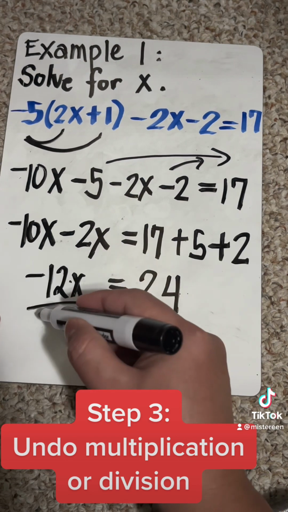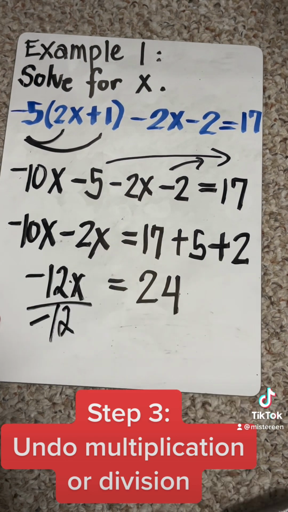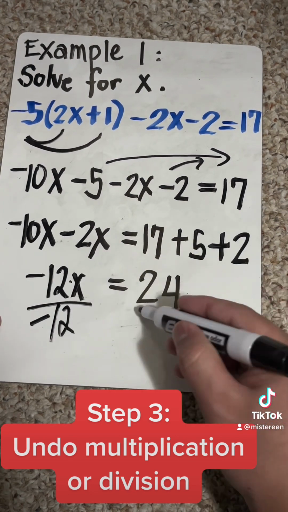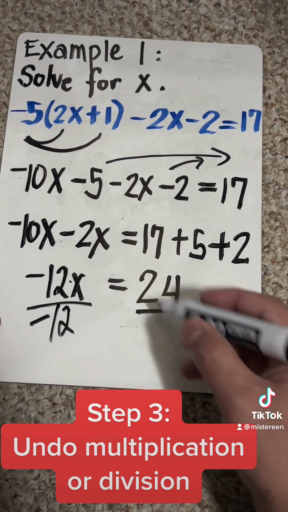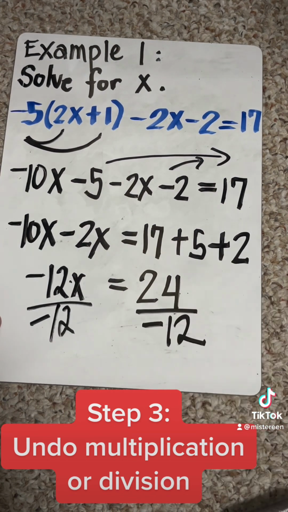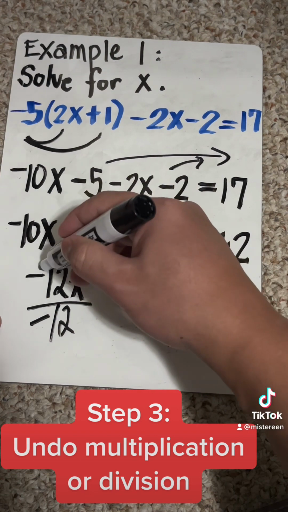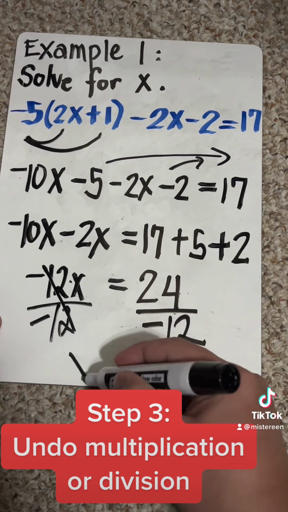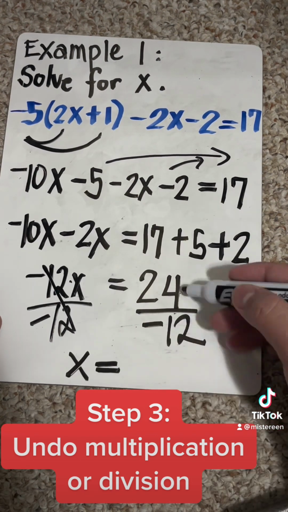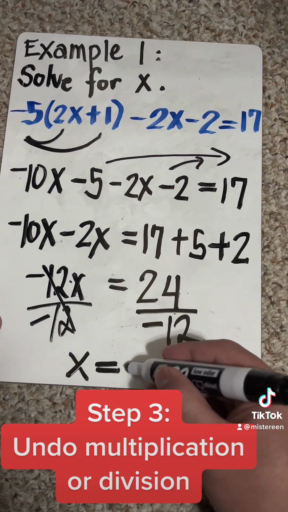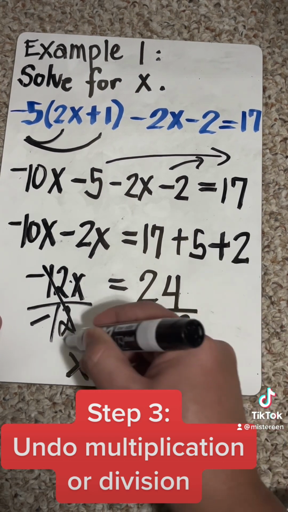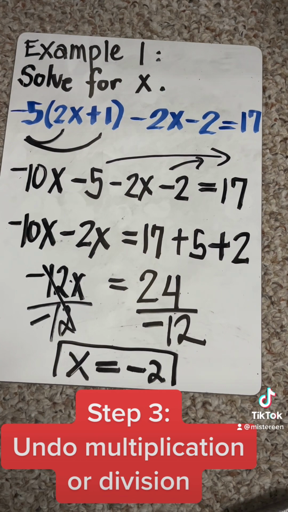We just focus on the left. We divide by the same number. But to keep this equal, we should also divide the right side by whatever we used here, which is -12. Now we get rid of this because they're the same. They cancel. So now what is x? That's 24 divided by -12. It will give you -2. So the answer is -2.